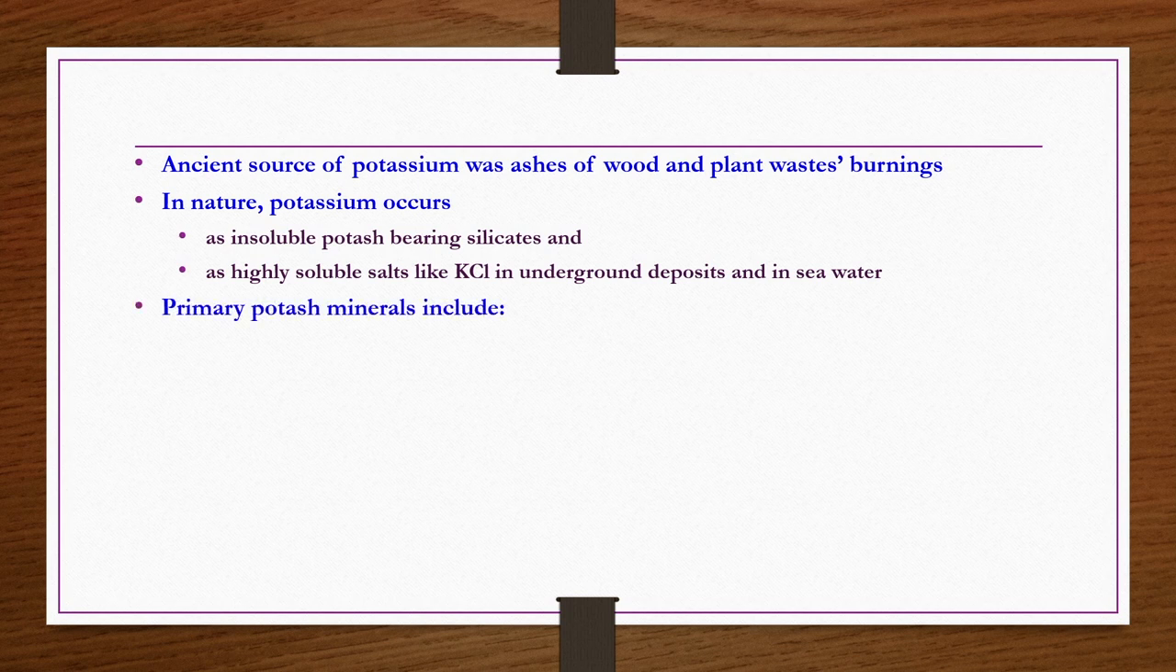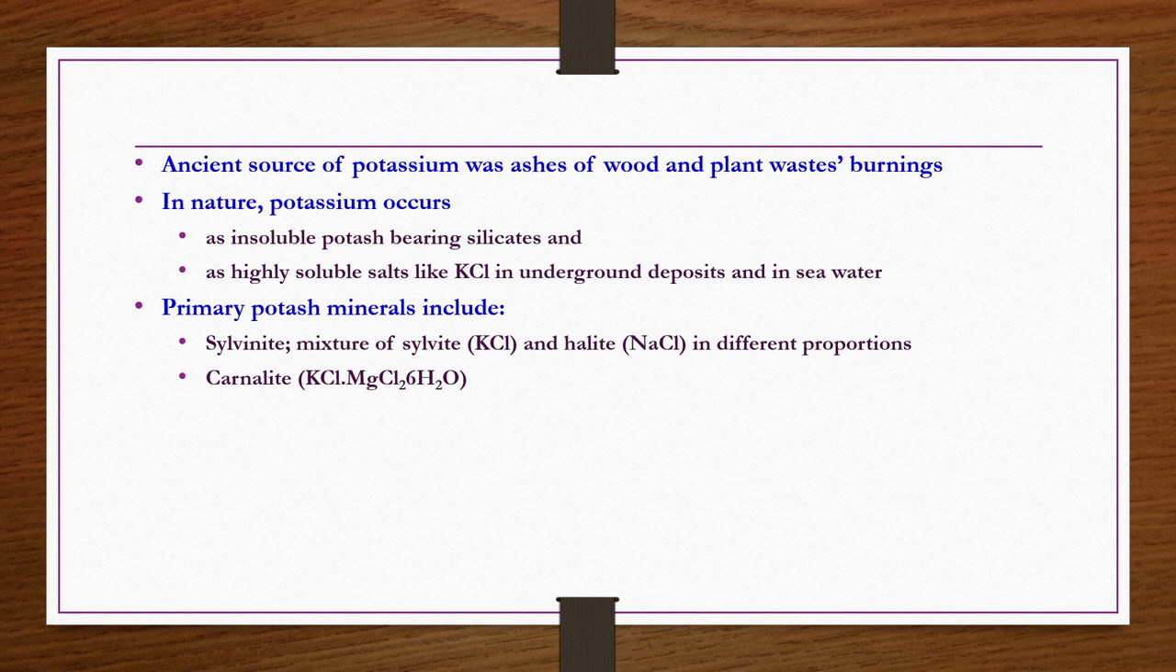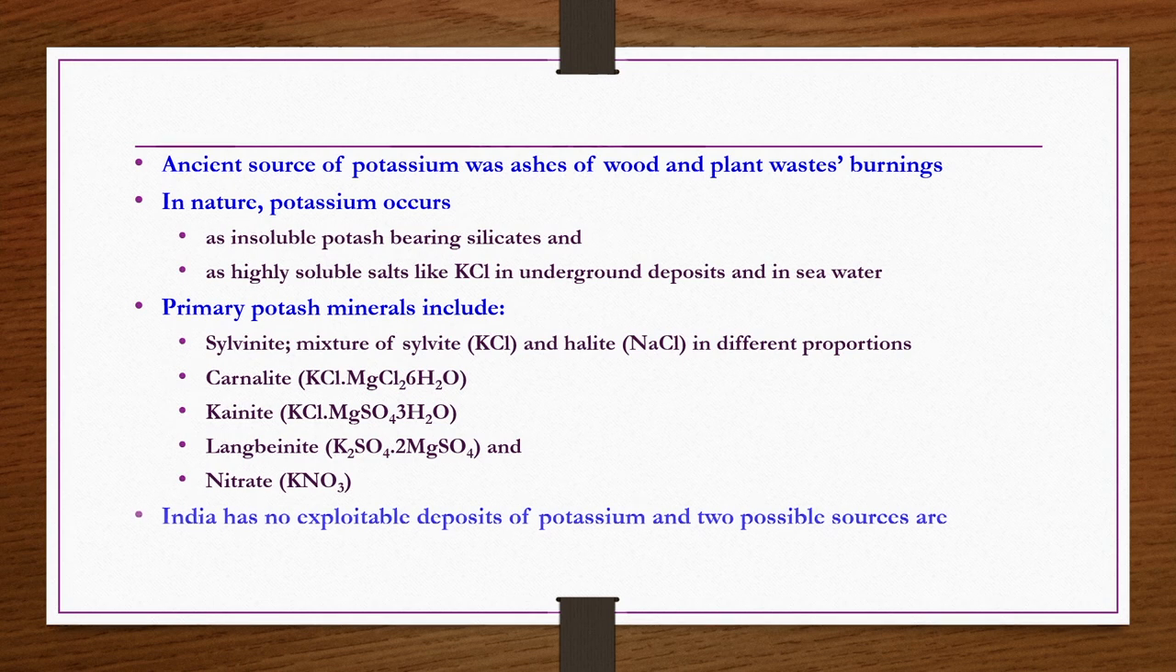Primary potash minerals include sylvinite, which is a mixture of sylvite, that is KCl, and halite, that is NaCl, in different proportions. Potassium chloride and sodium chloride in different proportions, that is nothing but sylvinite. Then carnallite is another primary potash mineral, and then kainite, langbeinite and nitrates. So in these different forms, potash minerals are available in general.